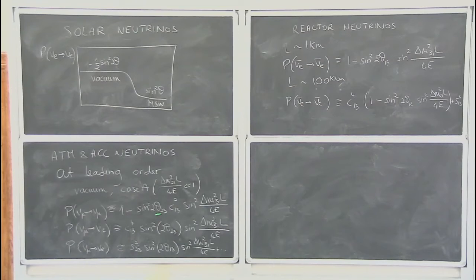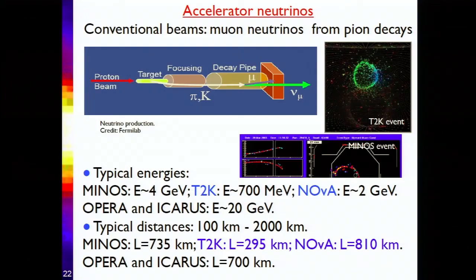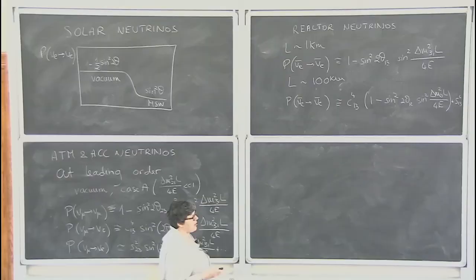And finally, if you are able to see the taus, then you can also look for nu_mu into nu_tau oscillations. This is a very difficult channel. You need very high energies. And this is what OPERA and ICARUS did a few years ago. And in this case, again, the same parameters matter. It is mainly the issue of looking for nu_tau appearance and checking that you have oscillations of nu_mu's into nu_taus.